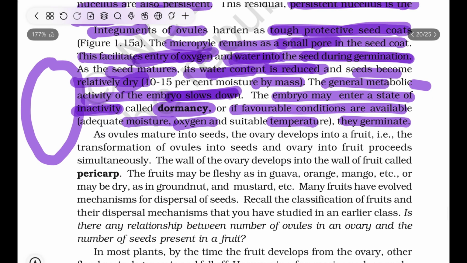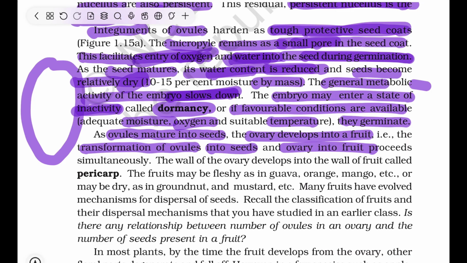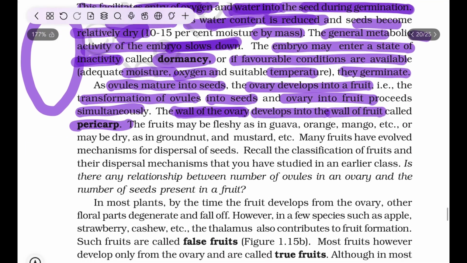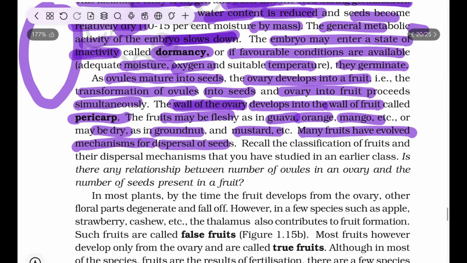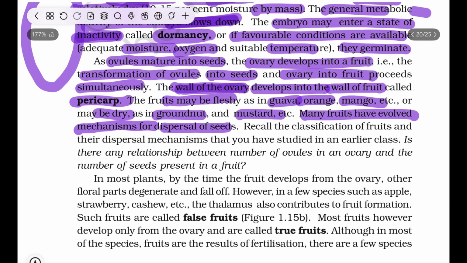As an ovule matures into a seed, the ovary develops into a fruit. The transformation of ovule into seed and ovary into fruit proceed simultaneously. The whole of the ovary develops into the whole of the fruit. Basically, the wall of the ovary becomes the wall of the fruit, for example, pericarp, right? The fruit may be fleshy, for example, in guava, orange, mango, or may be dry, for example, groundnut, mustard. Many fruits have evolved mechanisms for dispersal of seed. Recall the classification of fruits and their dispersal mechanisms that you have studied in the earlier class.